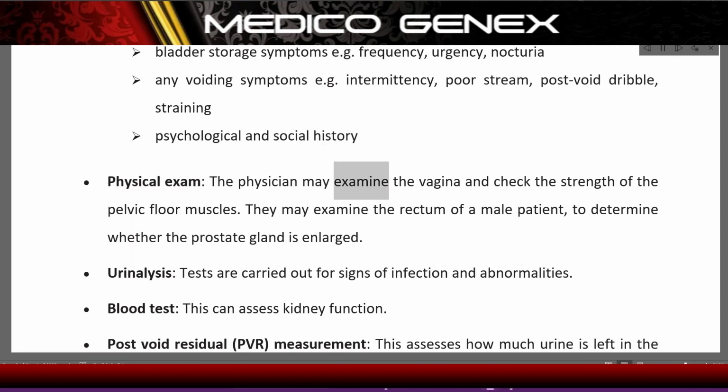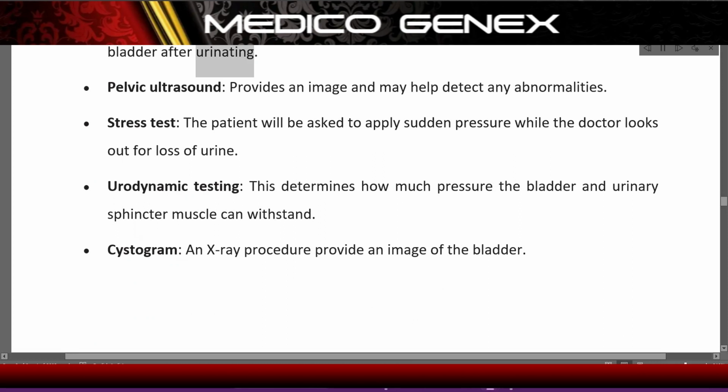Physical exam. The physician may examine the vagina and check the strength of the pelvic floor muscles. They may examine the rectum of a male patient to determine whether the prostate gland is enlarged. Urinalysis. Tests are carried out for signs of infection and abnormalities. Blood test. This can assess kidney function. Post-void residual, PVR, measurement. This assesses how much urine is left in the bladder after urinating. Pelvic ultrasound provides an image and may help detect any abnormalities.